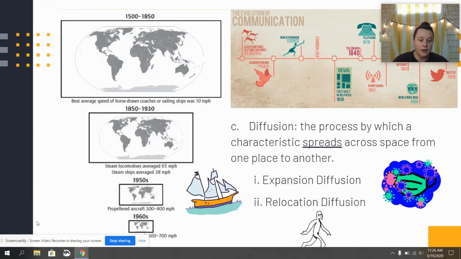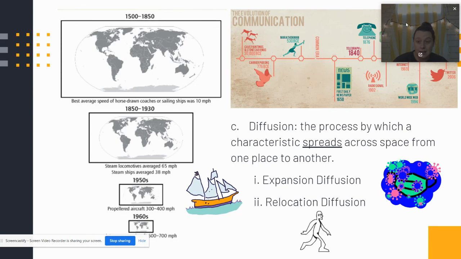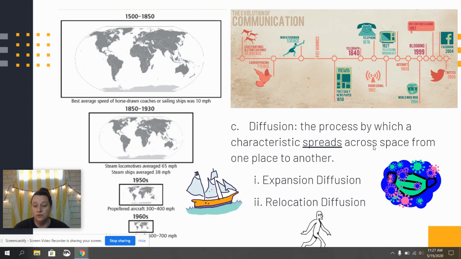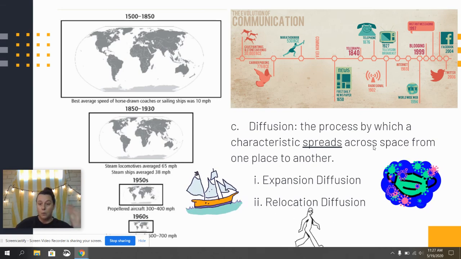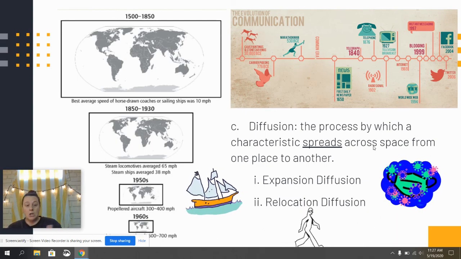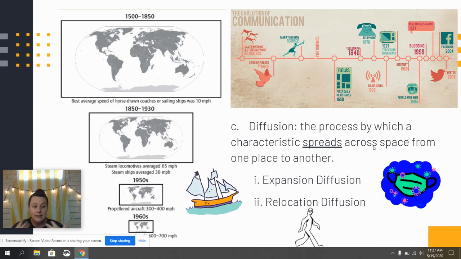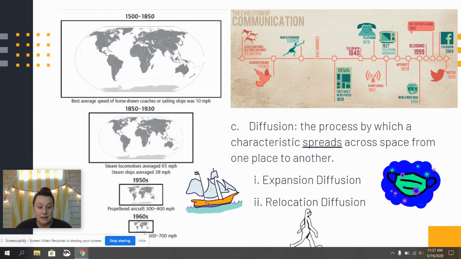So, one other way, let me remind you here, why there and why care. Some other geographic concepts that we're going to use to explain how places and locations are connected or not connected is the idea of diffusion. Diffusion basically means movement. It's the process by which something, a characteristic, spreads from one place to another place. And so think about when I'm talking about time-space compression, right? This diffusion is rapidly increasing, right? Diffusion is very fast. And so this is a great example of that time-space compression.